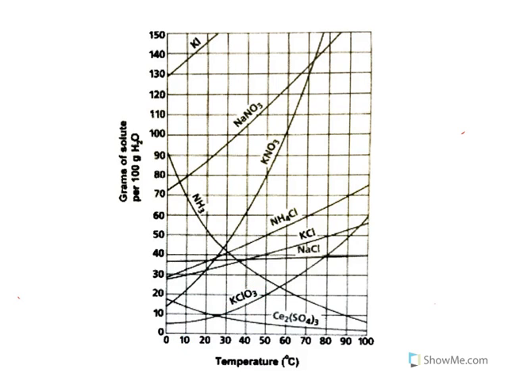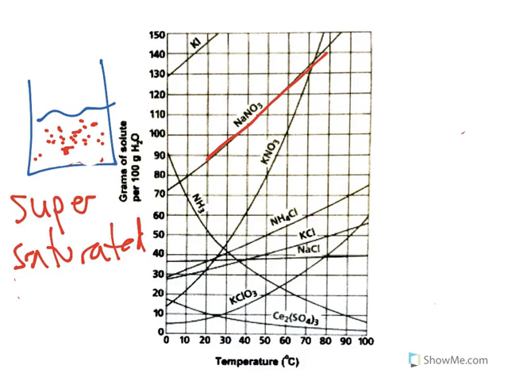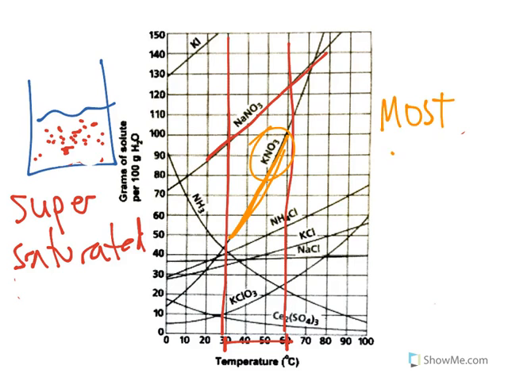Okay, next question you have, number 2, says, which of the salts has the greatest increase in solubility as the temperature increases between 30 and 60 degrees? So we are looking at this range. You're looking for who has the steepest curve. There's the steepest slope. Potassium nitrate has the steepest slope. That's the one that is most soluble.